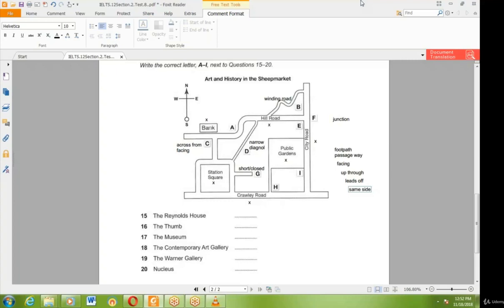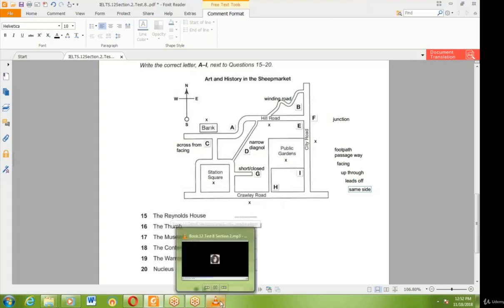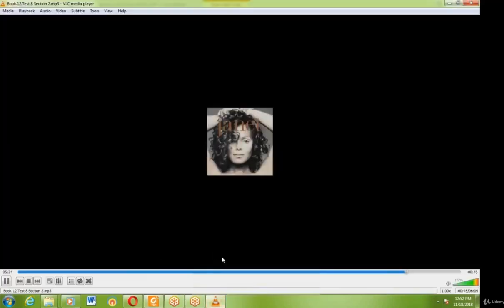Finally, if you're interested in purchasing high-quality artwork, the place to go is Nucleus. You need to go from Crawley Road up through Station Square and east along Hill Road until you get to a small winding road turning off. Go up there and it's on your right. If you get to City Road, you've gone too far. That is the end of section 2.